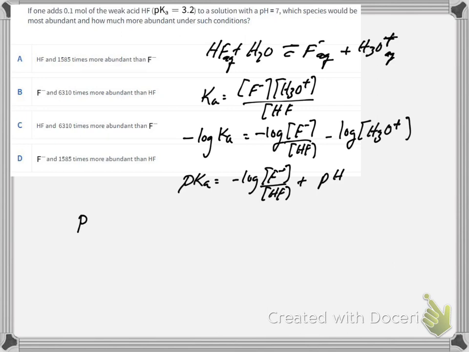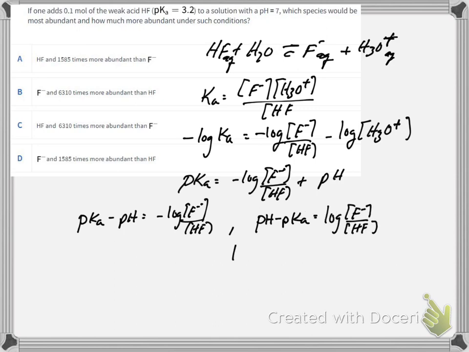We're just looking at Ka. And so in this problem, we're given pKa and pH. So we put everything on the side that we know. So pKa minus pH is this minus log F minus over HF. Now, as we mentioned in the last problem, this is not a very convenient way to solve for the ratio of F minus to HF.